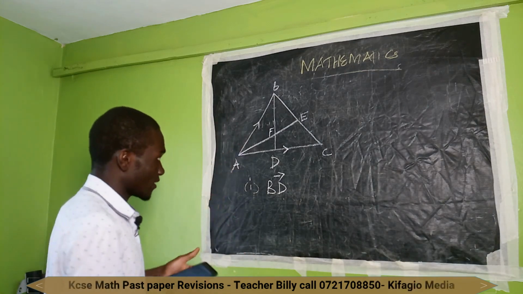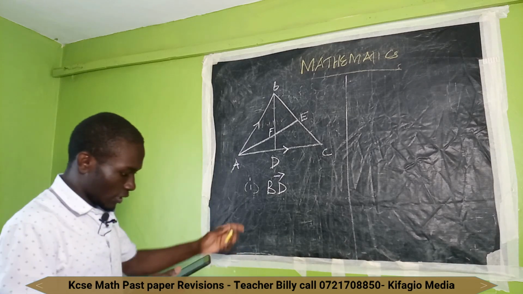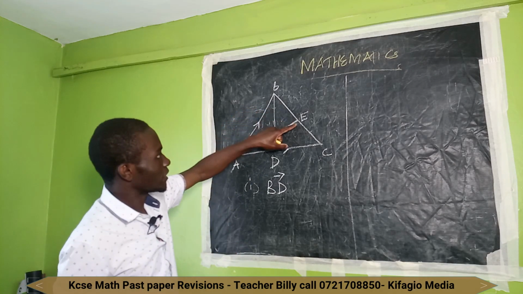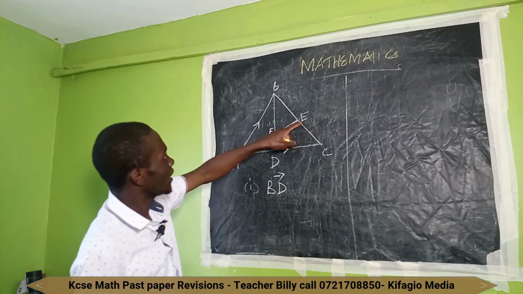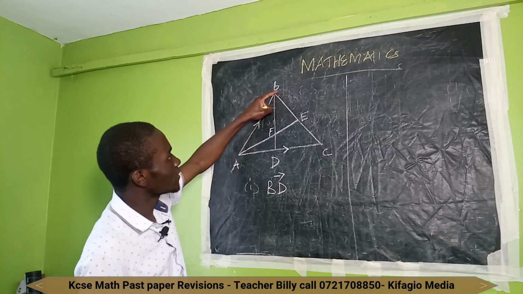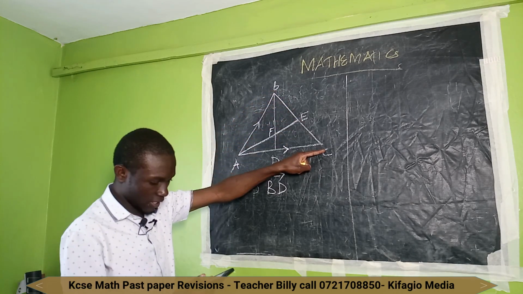Now class, just let us summarize the whole question and see what you have been given. On our figure, E is the midpoint. This particular point E here divides line BC. If it is the midpoint, then EB is equidistant to EC. That is the meaning of the term midpoint.